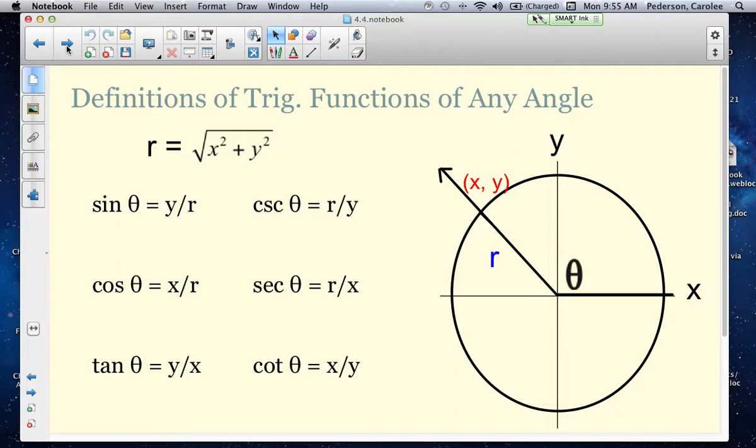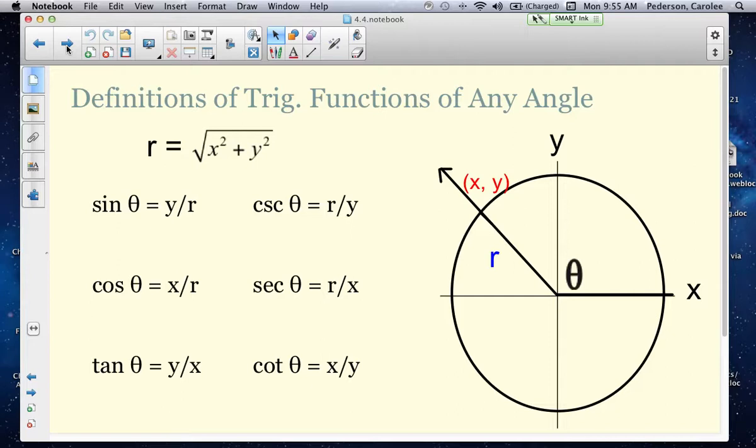So we have a circle here with some unknown ordered pair x and y. And that x and y has a radius. And our theta is unknown. To be able to find the 6 trig functions, we would do these fractions. So to find the sine of theta, it's y over r. Cosine of theta is x over r. Tangent of theta is y over x. And then the 3 inverses are the same. You just reciprocate them. And then to find the value of r, we would use the Pythagorean theorem.